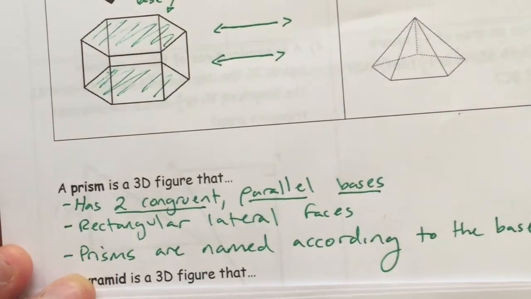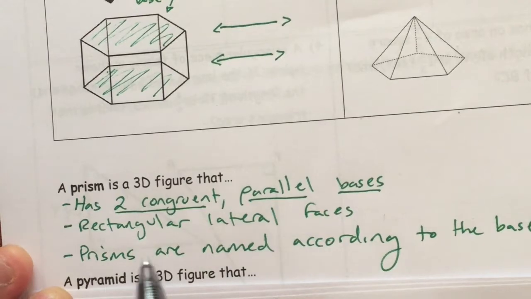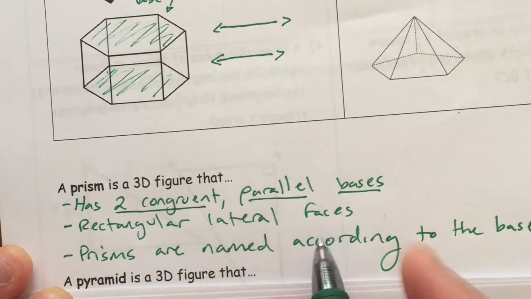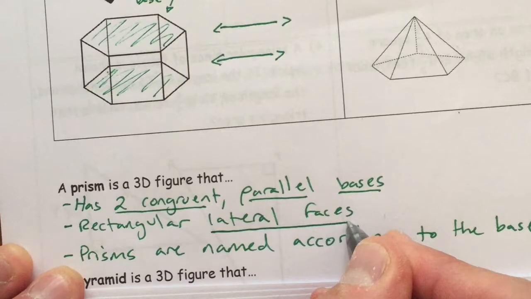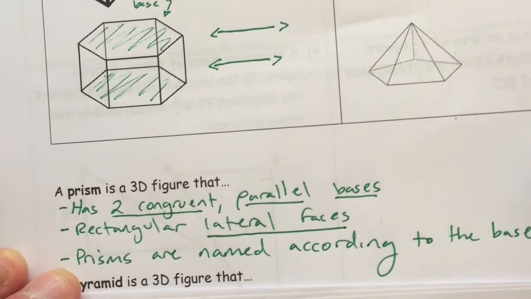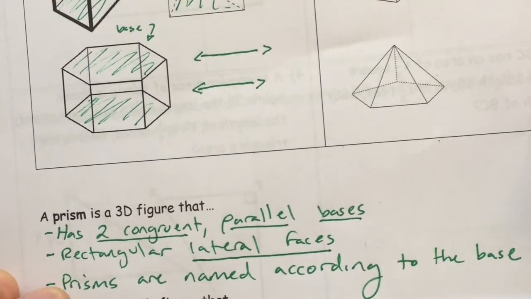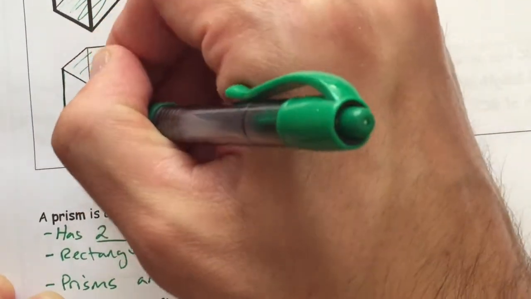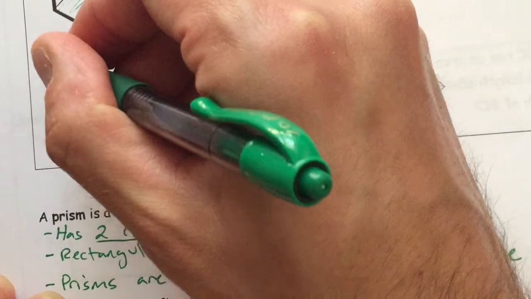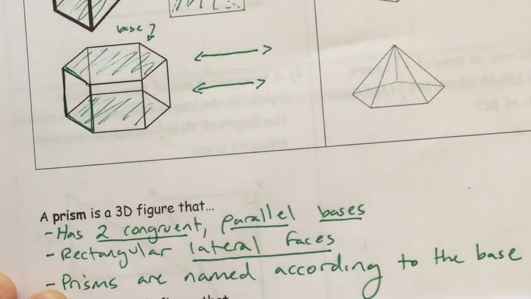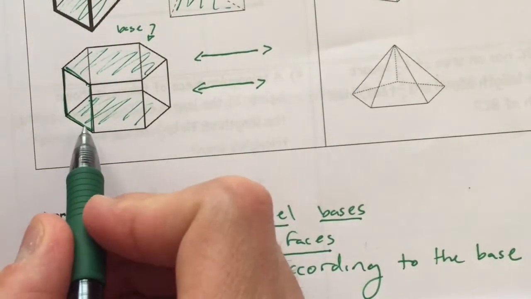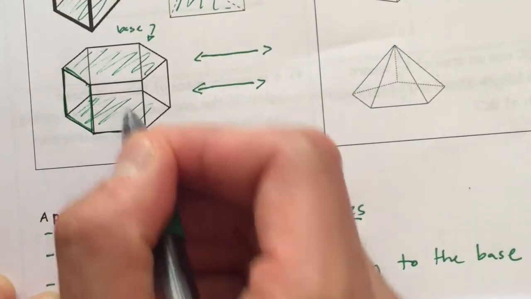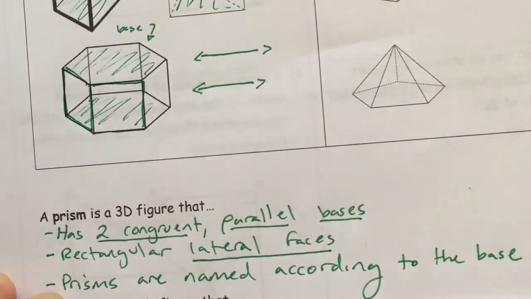Okay, the second thing that makes prisms prisms is that they have rectangular lateral faces. Lateral faces means side faces. A face is any flat part of the prism, and so when we're talking about the lateral faces, we're talking about the sides. You can see how on this prism, the sides are a rectangle. And this is a two-dimensional drawing, of course, of the three-dimensional prism. That's why they're a little slanted. But each one of these sides is a rectangle.